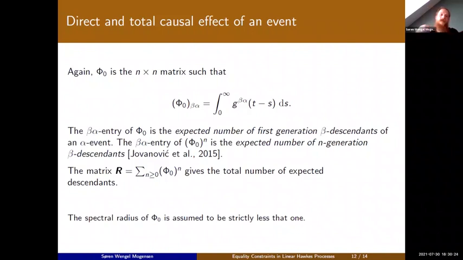And actually, if I take powers of this matrix, I get the expected number of n generation beta descendants. So if I sum all of them, I can get a matrix which gives me the total number of expected descendants. And now again, it becomes important that I assume this sure stability because it ensures that this R matrix, or like the sum which defines the R matrix, is actually convergent.